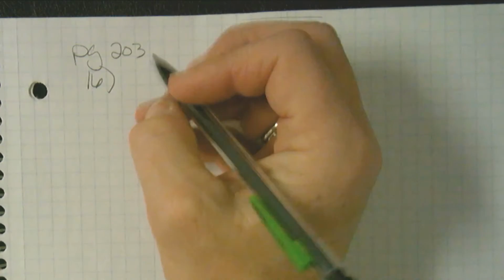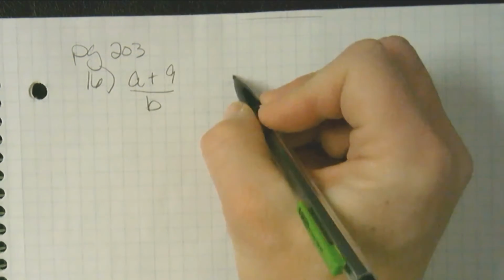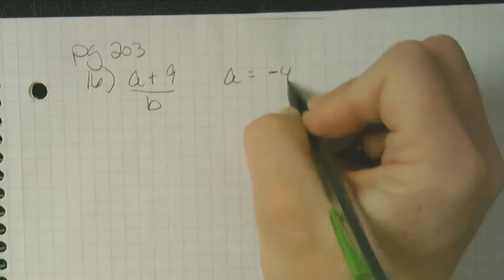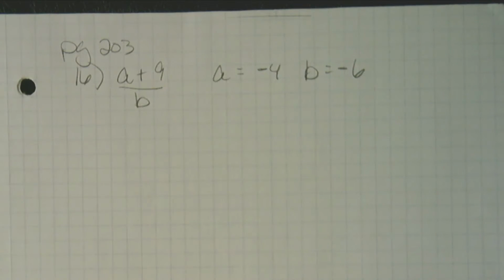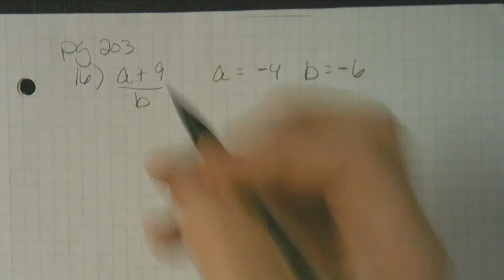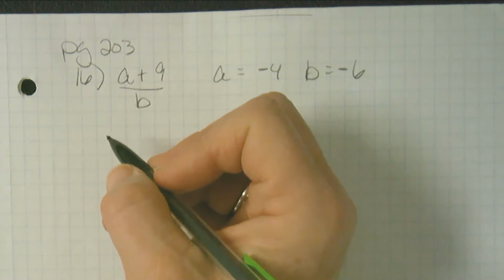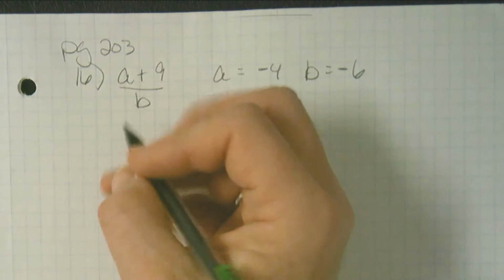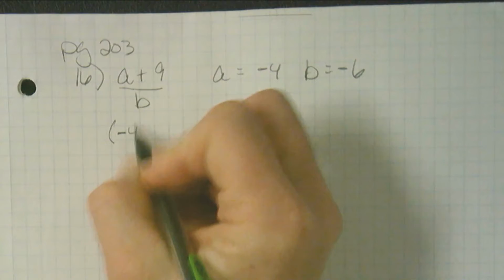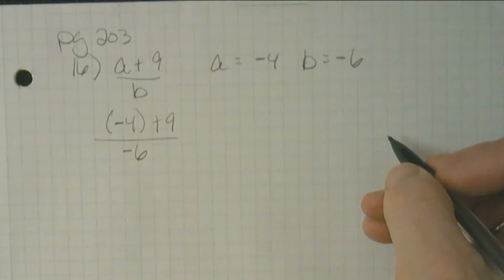16 said, I want to evaluate A plus 9 over B when A is equal to negative 4 and B is equal to negative 6. So all of you should be looking at number 16, please. All right, I'm going to go ahead and substitute these in. I typically put negative numbers in parentheses just to show that they're negative. That's not a requirement, but sometimes that can solve a lot of issues of misunderstanding what you've done.